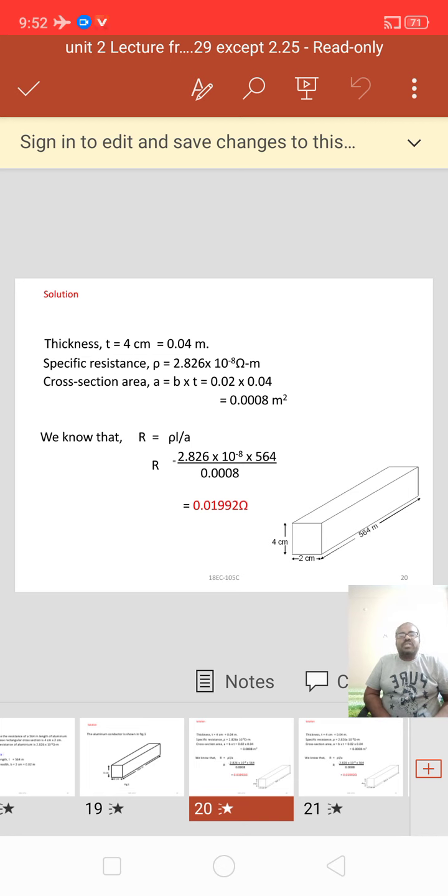Okay, we know that R equal to rho into L by A. Here the rho value is 2.826 into 10 power minus 8, into the length of the given structure L equal to 564 meters, and area of cross section A equal to 0.0008. By doing some computation, we get R equal to 0.01992 ohms. Okay.